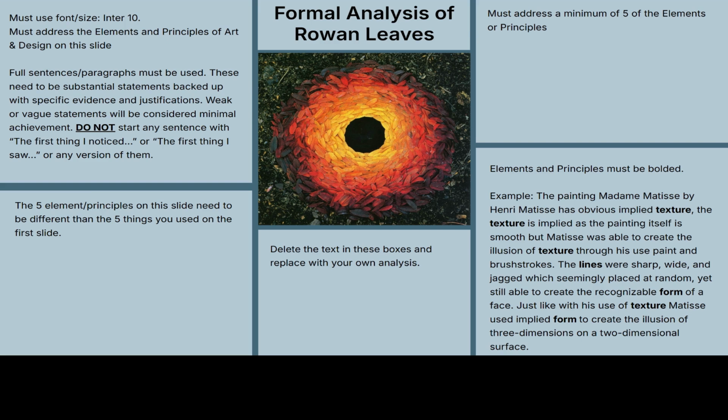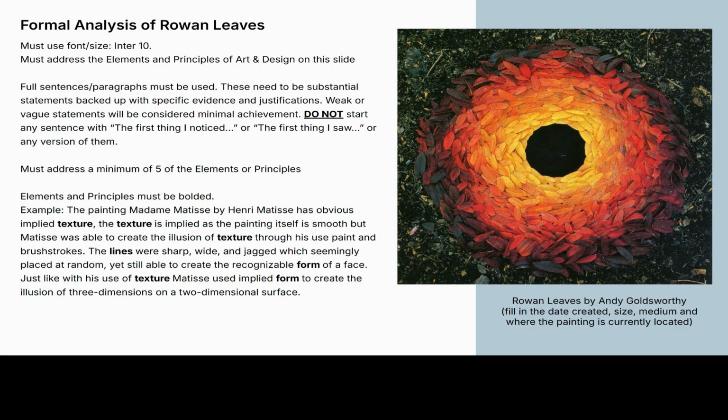Then you'll take 5 more elements and principles. You'll place them in these boxes, just like you did for Flaming June. Again, make sure that they're bolded, make sure that they're different than the elements and principles discussed on this slide.